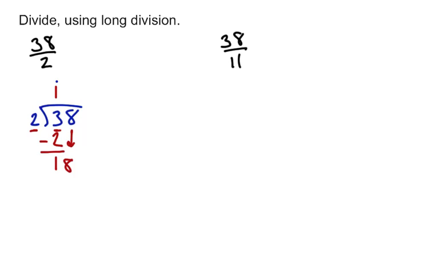How many times does 2 go into 18? Well, that's 9 times. 9 times 2 is 18. We subtract, and we get 0. So 38 divided by 2 is 19. This number right here. And sometimes it doesn't work out so nice.